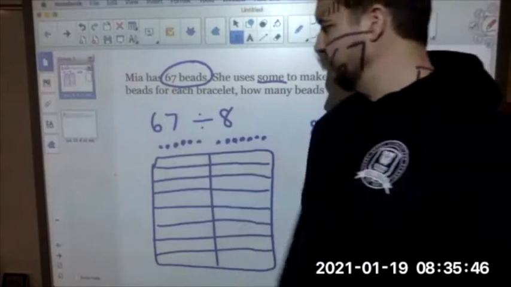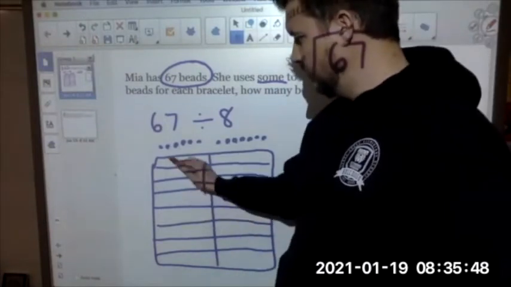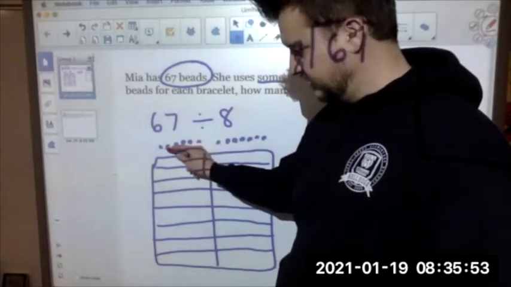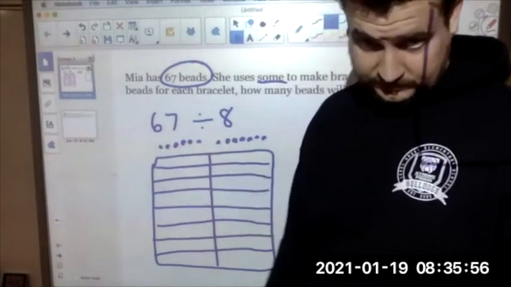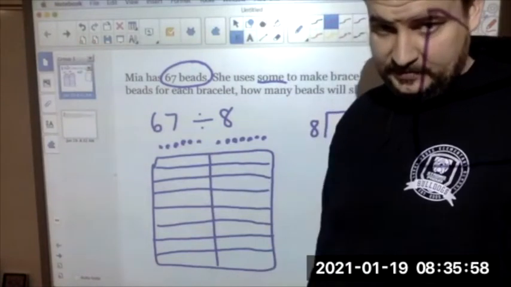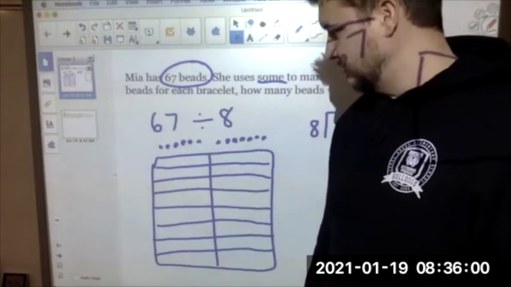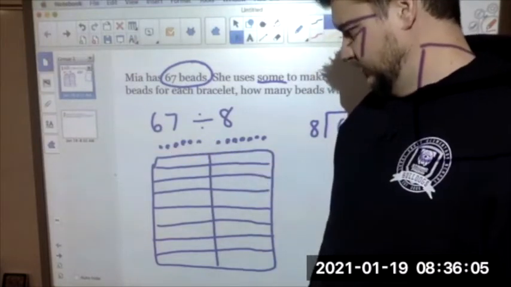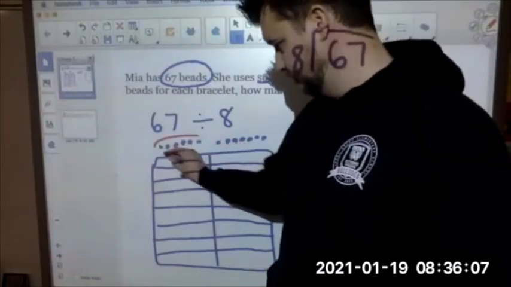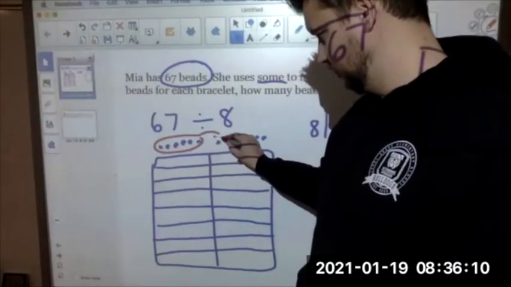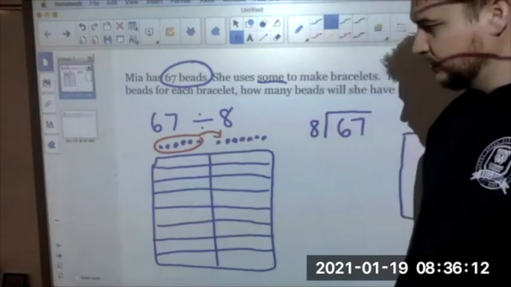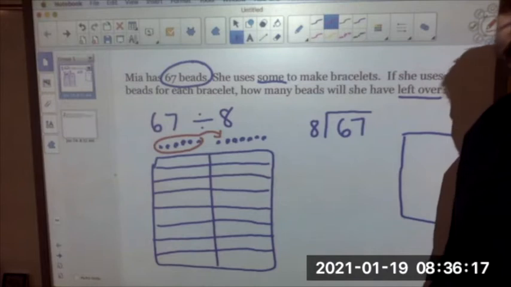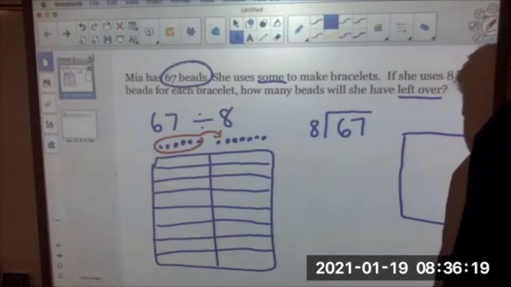We've got 67 divided by 8. So the problem I run into already is there's only 6 and there are 8 groups, so I can't divide that up evenly. So I have to turn these into ones. There's 67 ones. In this case, I'm going to think of a fact that is close, because drawing 67 dots is a lot. I know my 5s.